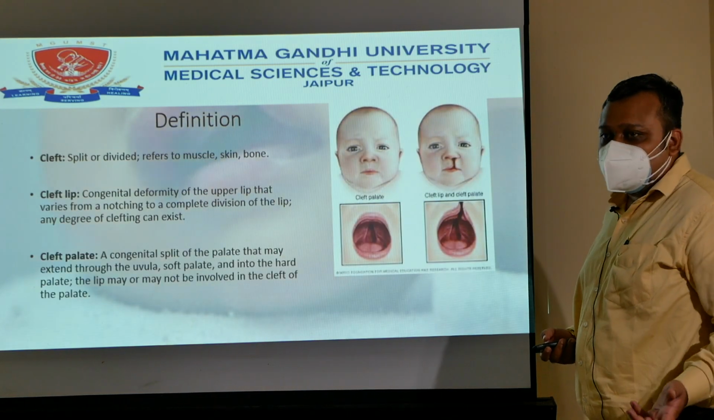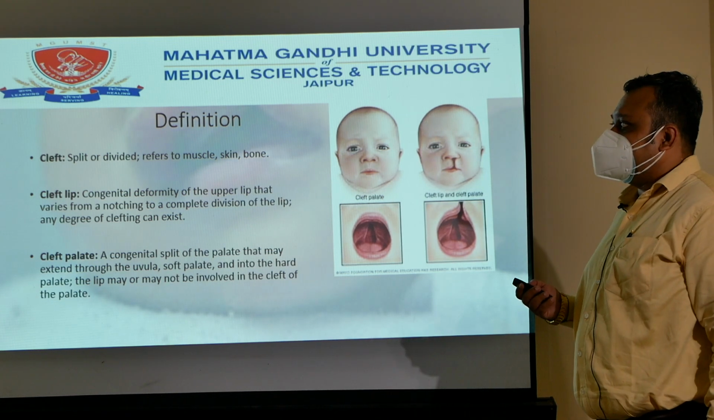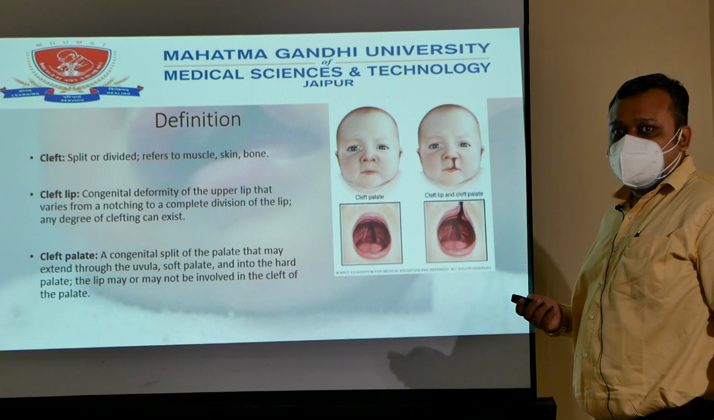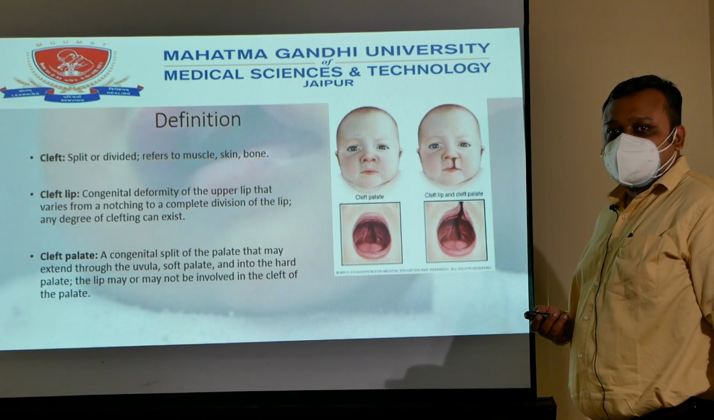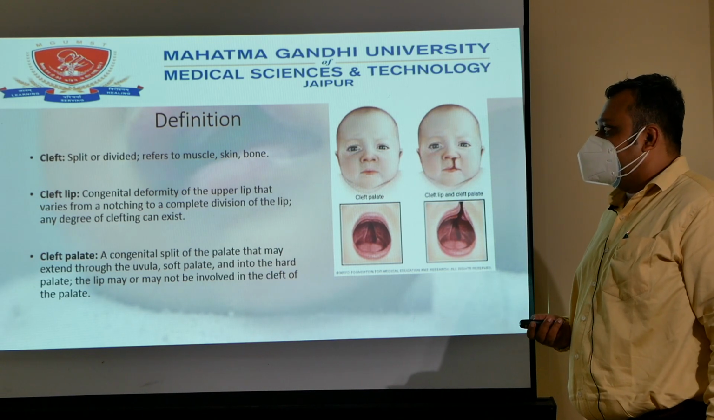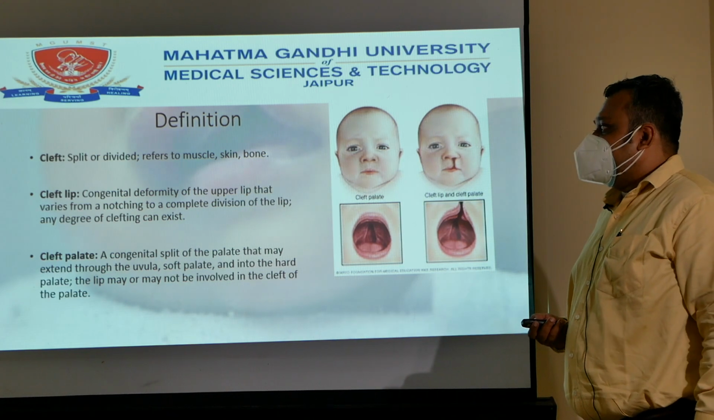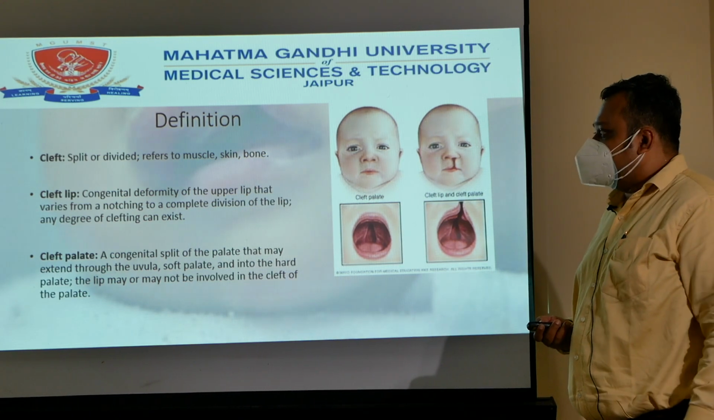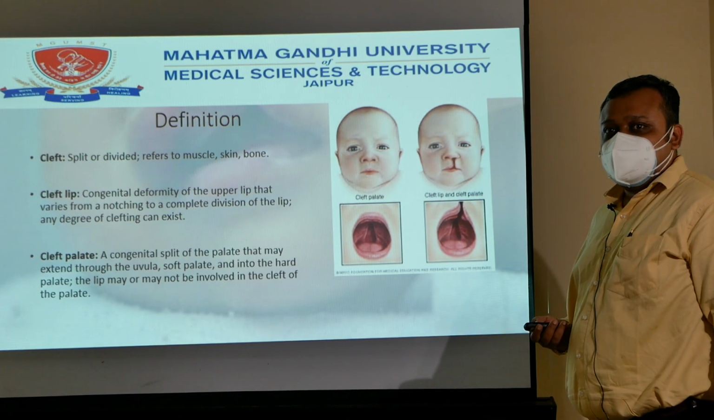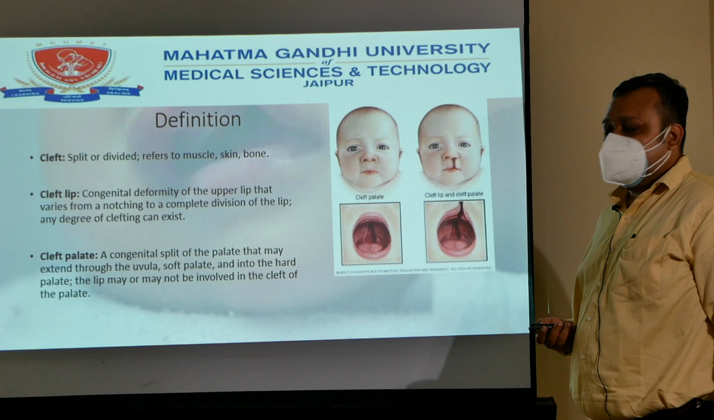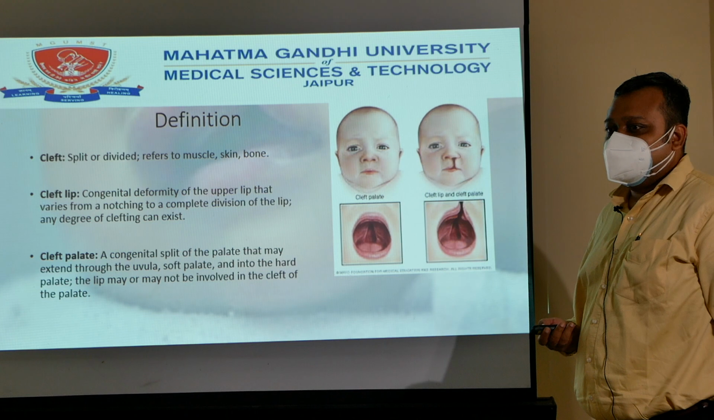So first, coming to the definition of cleft lip and palate. As you can understand, cleft is nothing but a split or a division, either in a muscle, skin or bone. Cleft lip is a congenital deformity of the upper lip that varies from notching to complete division of the lip. Any degree of cleft may be present in the patient, and cleft palate is a congenital split of the palate that may extend through the uvula, soft palate, and into the hard palate also. The lip may or may not be involved with cleft palate.